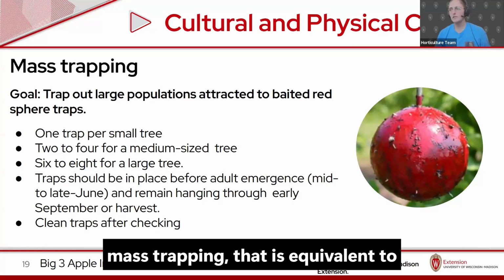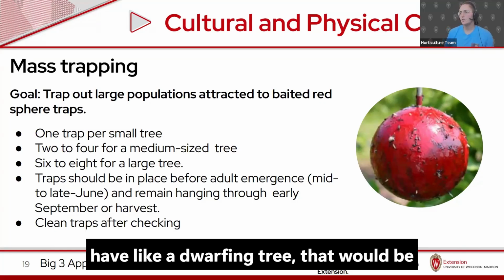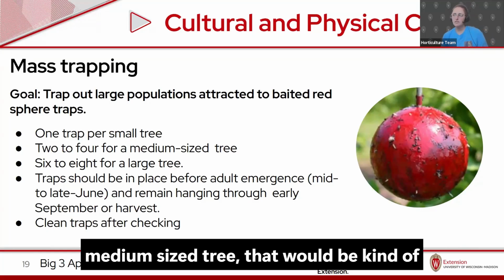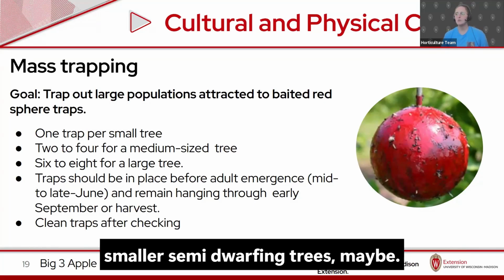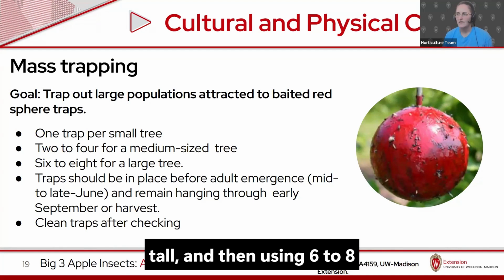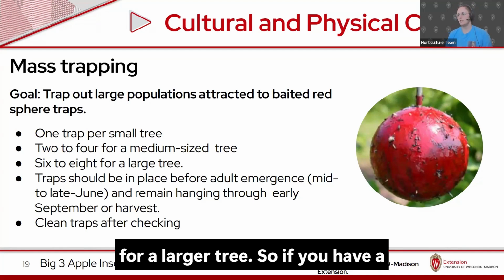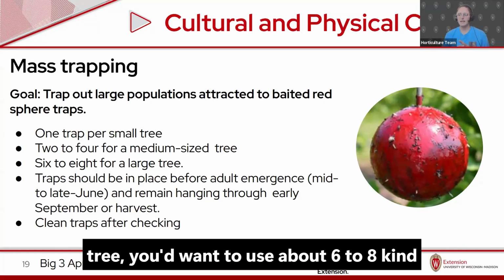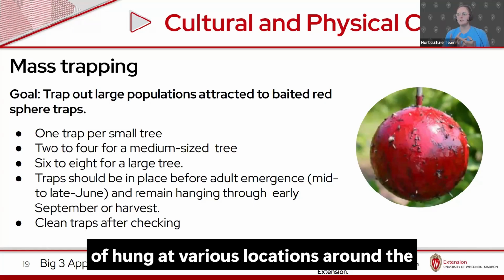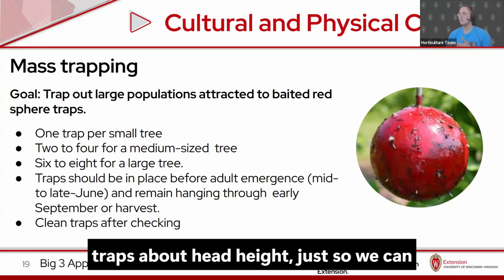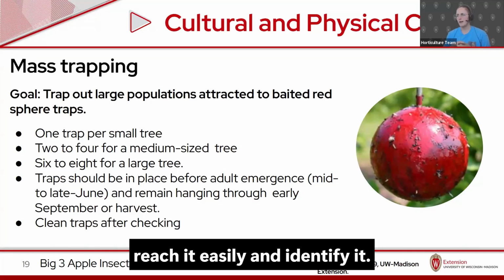To do this for mass trapping, that is equivalent to about one trap per small tree. So if you have a dwarfing tree, that would be one trap per tree. Two to four for a medium-sized tree, that would be smaller semi-dwarfing trees, maybe anywhere from 6 to 8 to 10 feet tall. And then using 6 to 8 for a larger tree. So if you have a standard tree or a larger semi-dwarf tree, you'd want to use about 6 to 8, hung at various locations around the tree. Again, we're trying to hang these traps about head height, just so we can reach them easily and identify them.